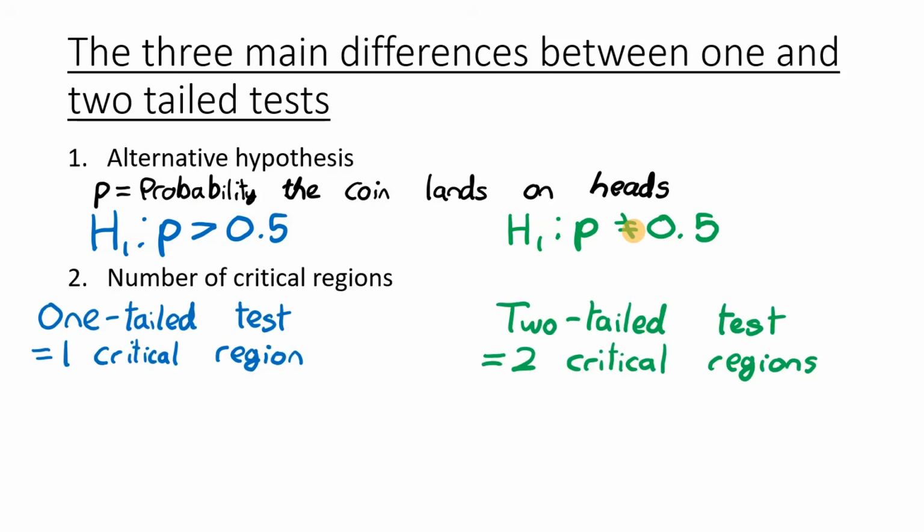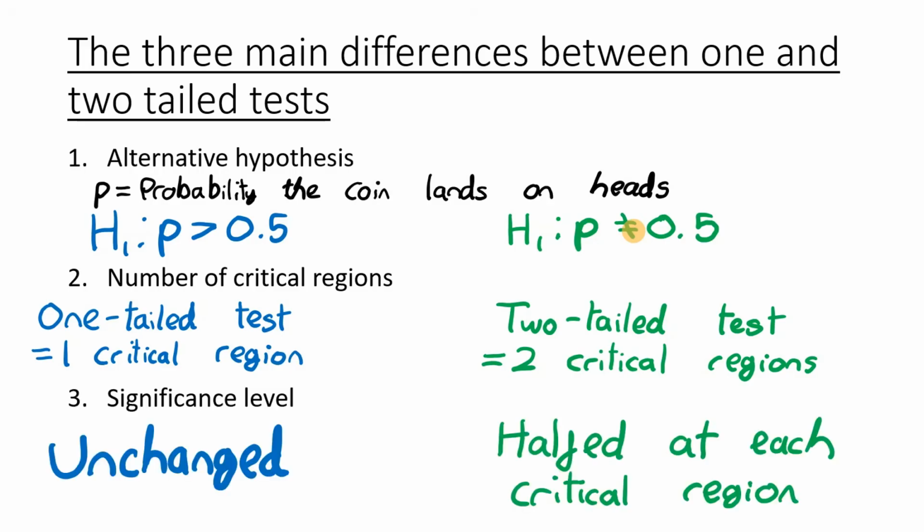The second difference is to do with the number of critical regions, okay? In a one-tailed test, we have one critical region, as we've already seen in this video. In a two-tailed test, we have two critical regions. One is for if the probability has gone up, and one is for if the probability has gone down. In the last example in this video, we'll go through how to calculate the critical regions for a two-tailed test, okay?